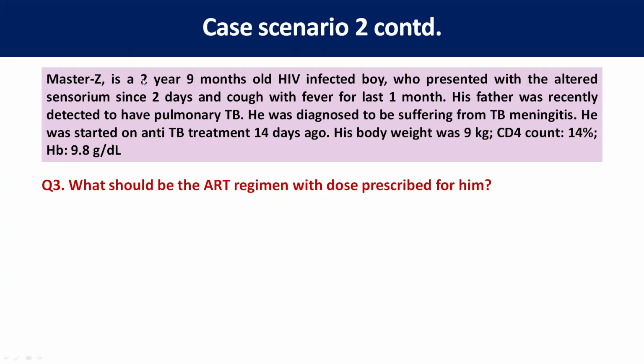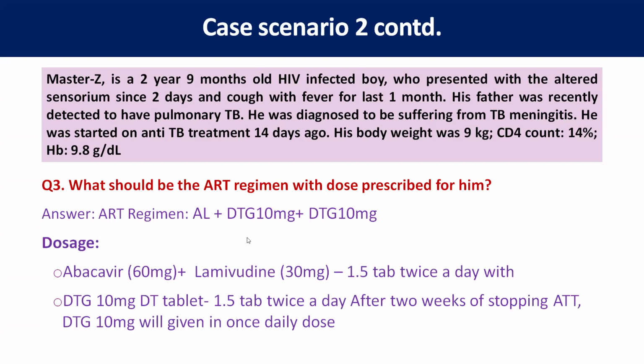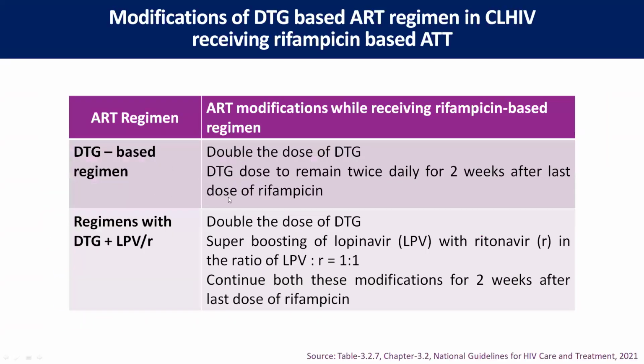Now another case, the same case, a 2 years, 9 months old boy presented with altered sensorium. What should be the ART regimen then? Again, we know that in all cases it is ALD below 20 kg. The 10 milligram dispersible tablet, as the baby is having tuberculosis, should be given twice daily, and it should be continued even 2 weeks after the stoppage of rifampicin. So DTG based regimen, double dose of DTG, DTG to be given twice daily.